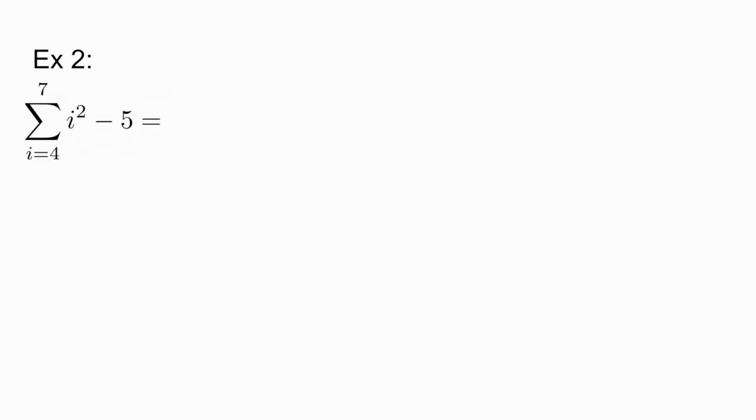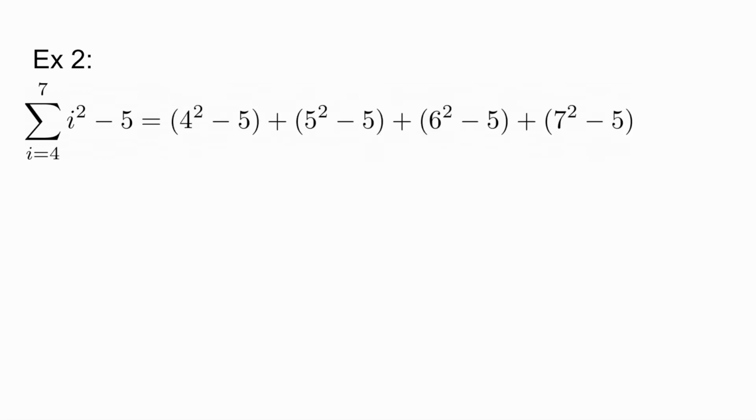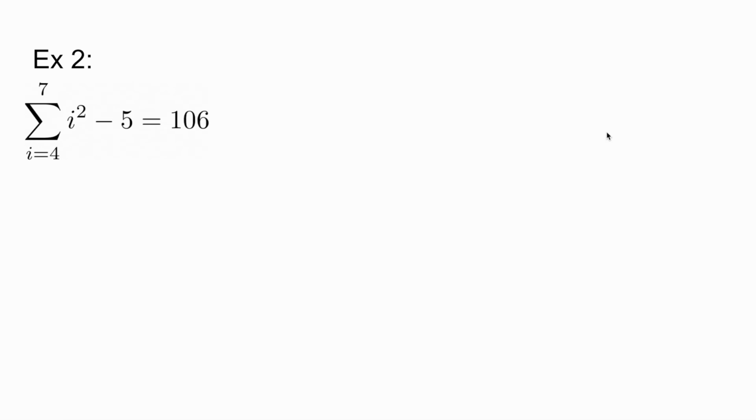And another example would be i equals 4, and it stops at 7, and the expression here is i squared minus 5, and that's just going to be 4 squared minus 5, and i becomes 5, then 6, and we stop when we have 7 squared minus 5, and that just turns into 106.